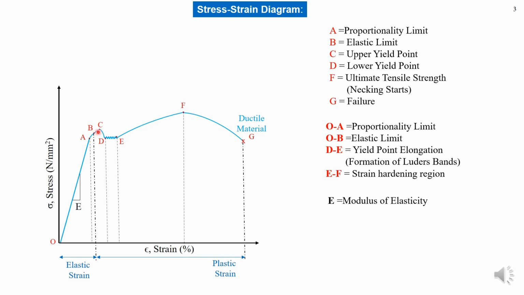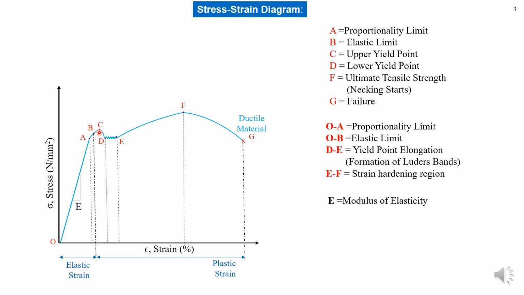So here C and D, these are the yield points. Yield point is known as the onset of the plastic deformation. So C point is known as the upper yield point, D is the lower yield point, and D to E is known as the yield point elongation. At point C, the plastic deformation occurs due to the movement of the dislocations. C marks the onset of the plastic deformation.